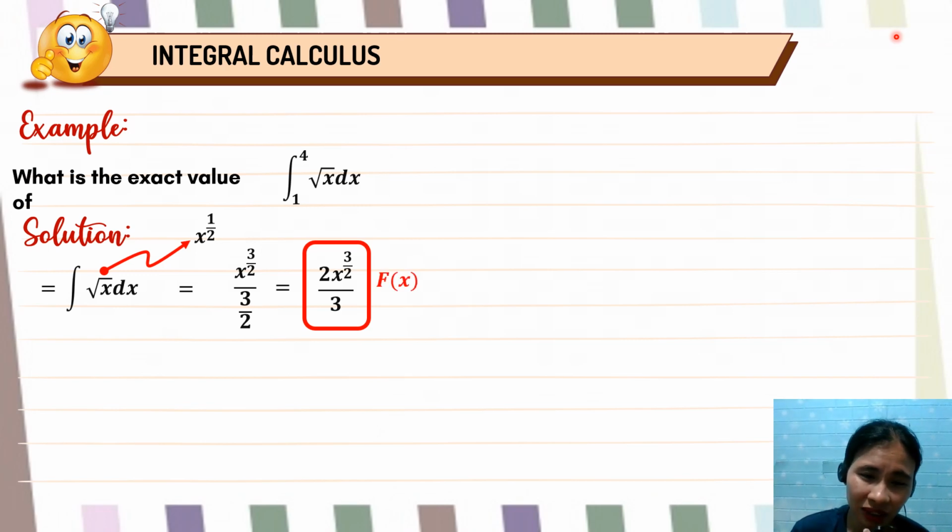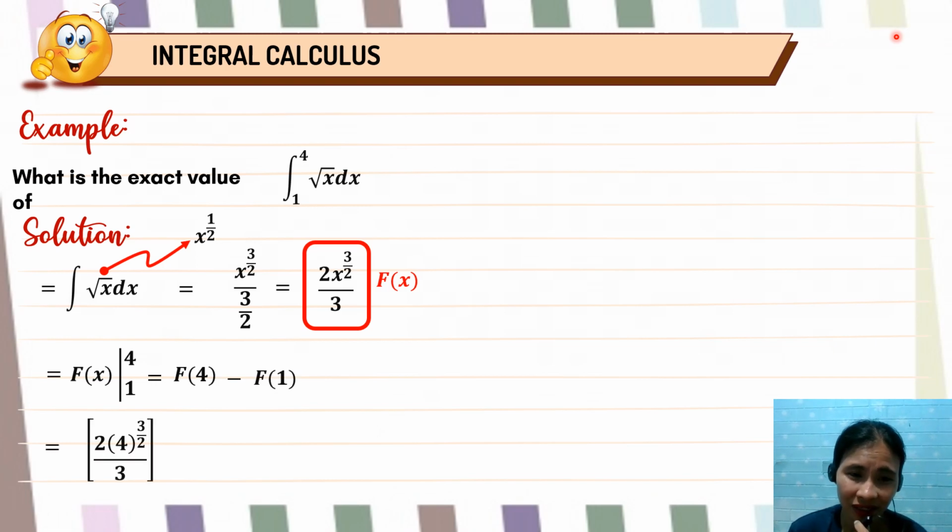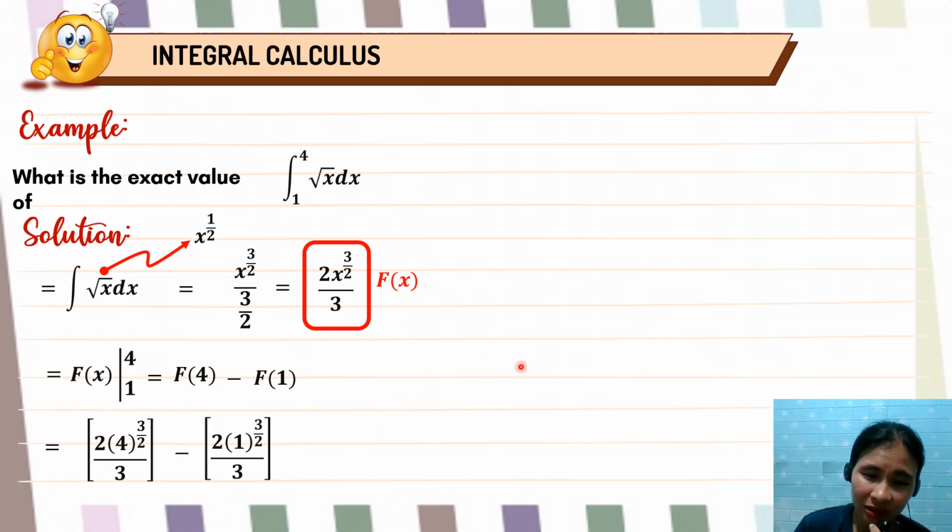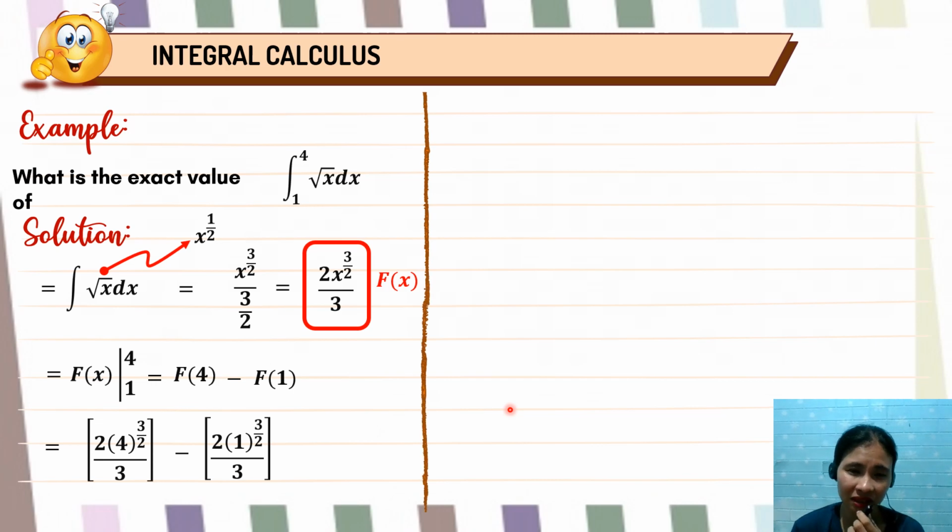That makes it our f of x. Proceed to the process. So f of x from 1 to 4 is equal to f of 4 minus f of 1. Substitute the value of x in the first expression, which is 4. So that is 2 times 4 exponent 3/2 over 3 minus the value of x now is 1. So that would be 2 times 1 exponent 3 halves over 3.